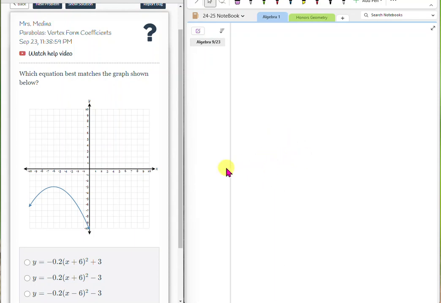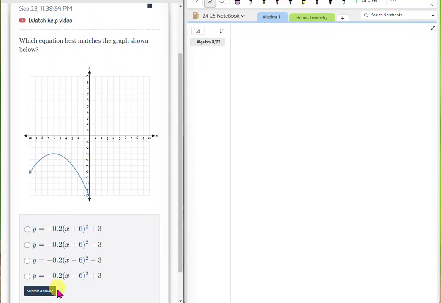Okay, so in this video, we're going to work on A9. It says, which equation best matches the graph shown below. And we have choices. Now, the good thing about all of these choices is that they all have the same A value, which means we don't have to calculate the A value because it's already given to us. Now, we do have to figure out the rest of it to see what is correct.